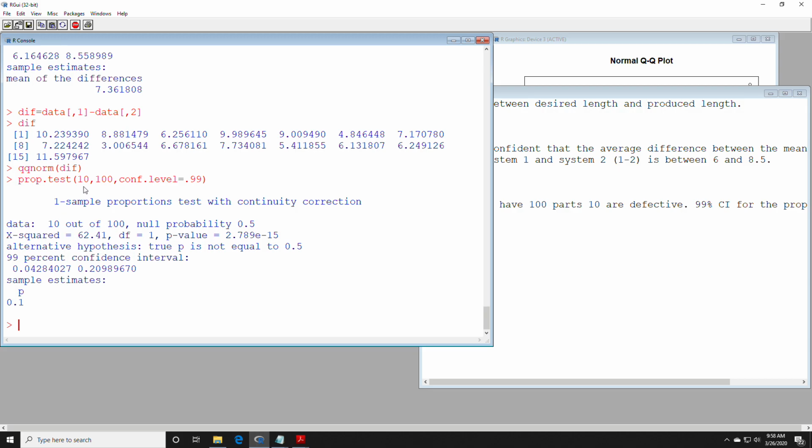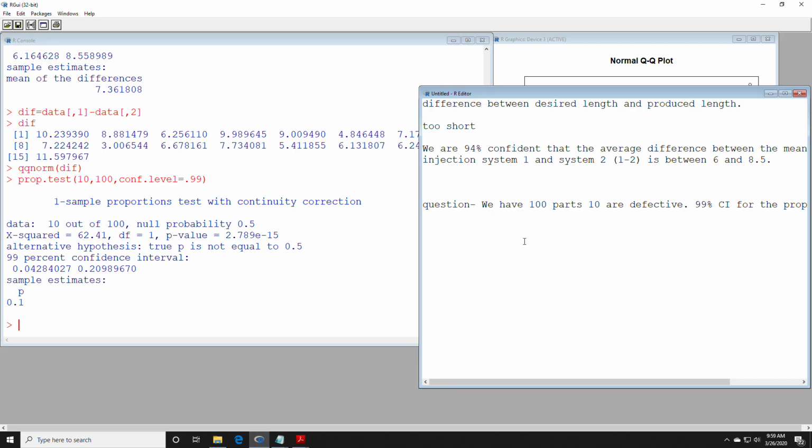And you can even see, 10 out of 100. That's what we had, 10 out of 100. So the 99% confidence interval is 4 to 21, right? So 99% confident that the proportion of defectives is between 4 and 21%. Just to be nice and quick about it, 4 and 21%. Okay.